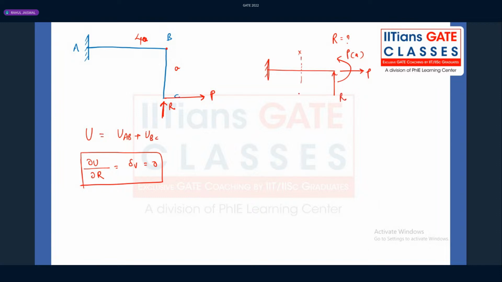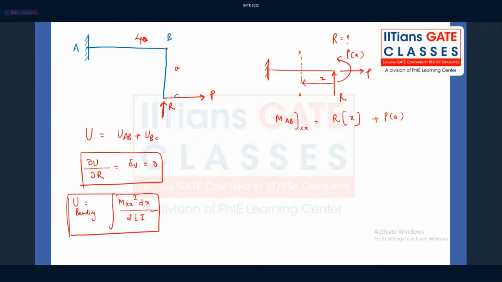If we take any section xx at a distance x, the moment in the member AB at section xx can be written as R into x plus P into A, right? That is the moment we know. My dear friends, I'm basically writing the strain energy formula due to bending. Everybody knows this formula: Mxx squared dx divided by 2EI. You need to understand this.